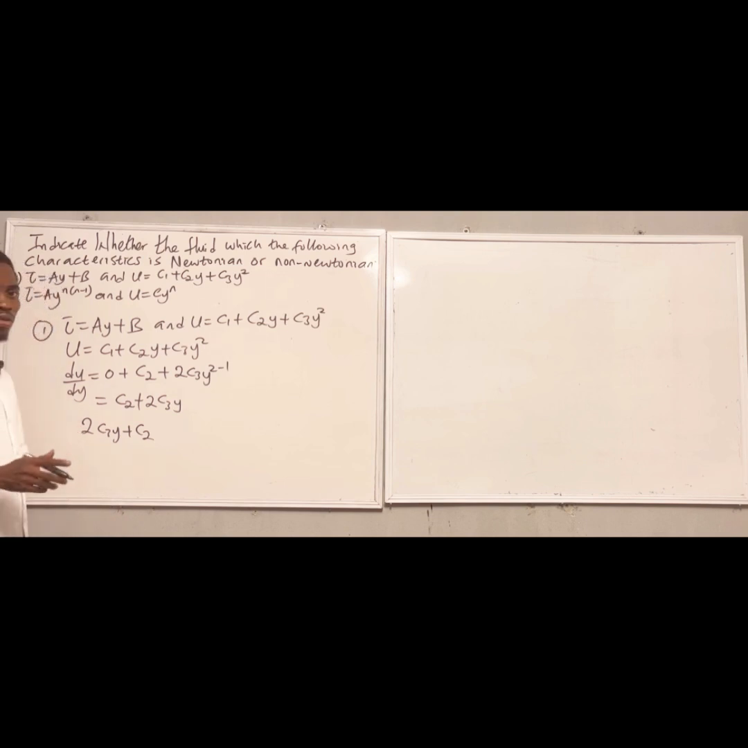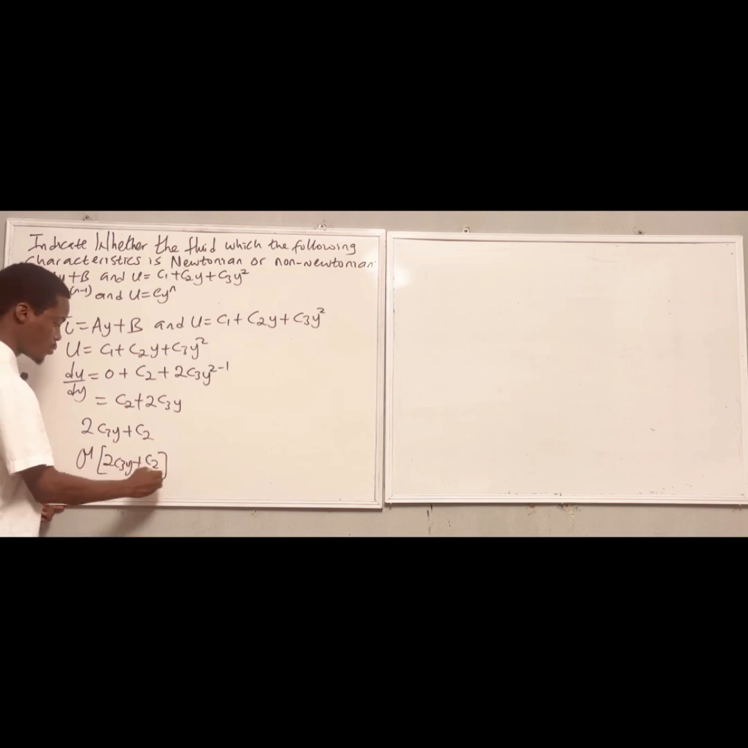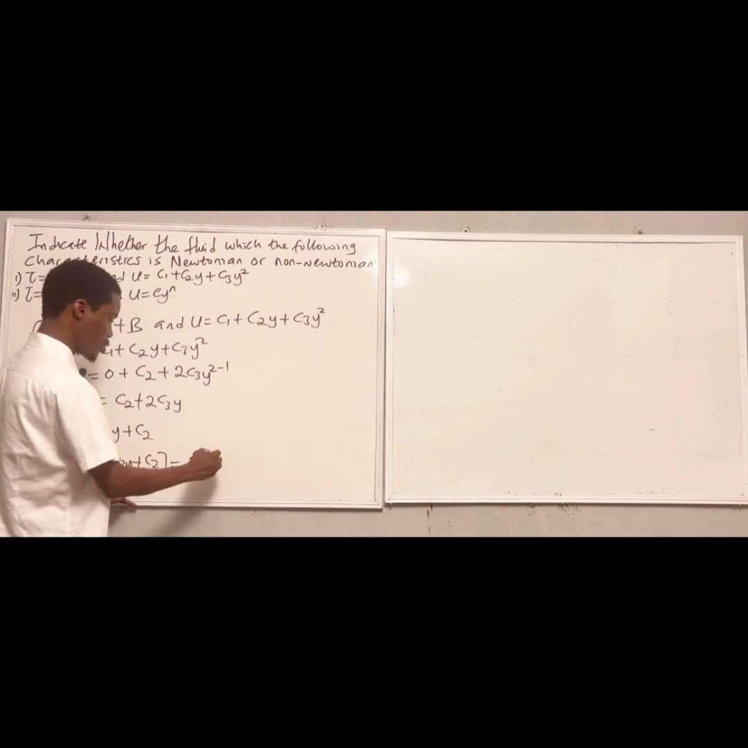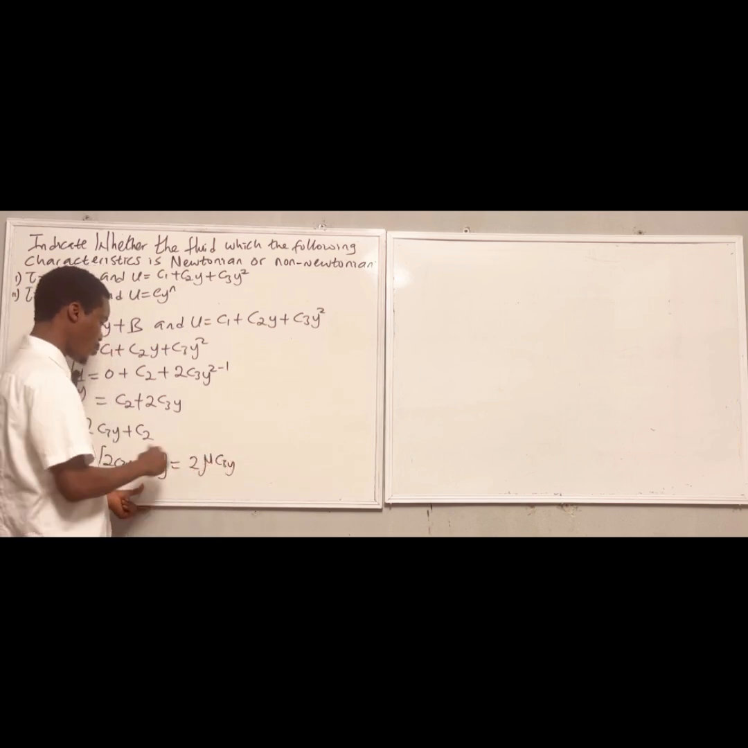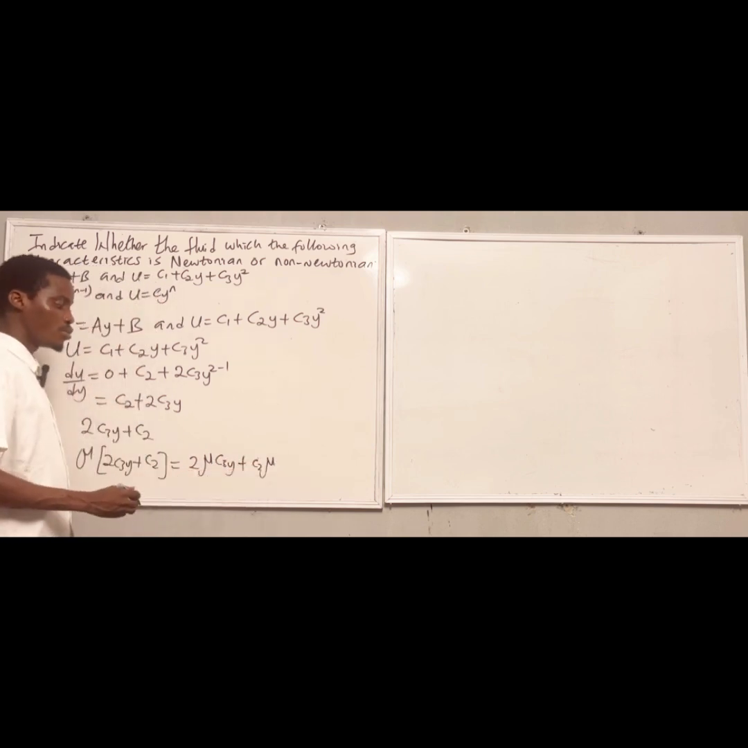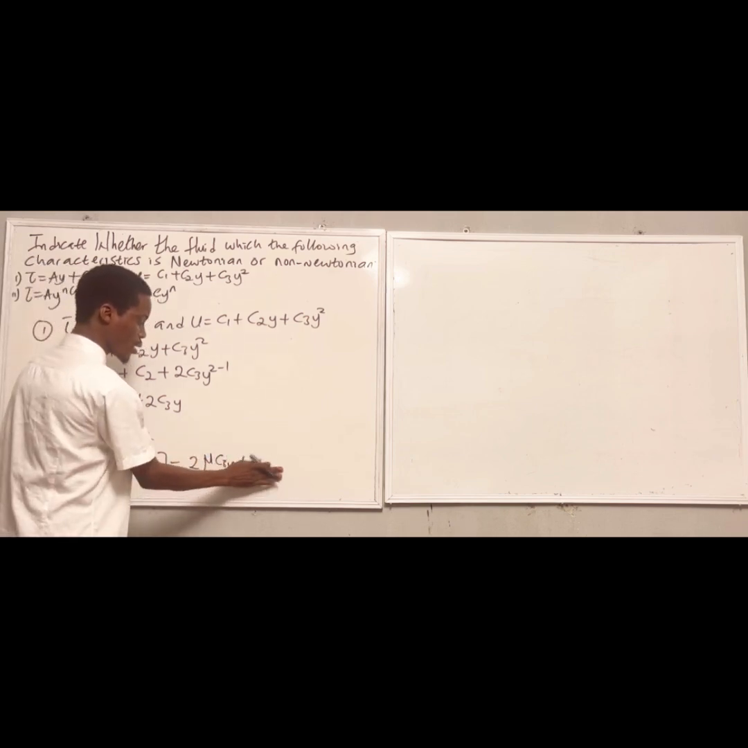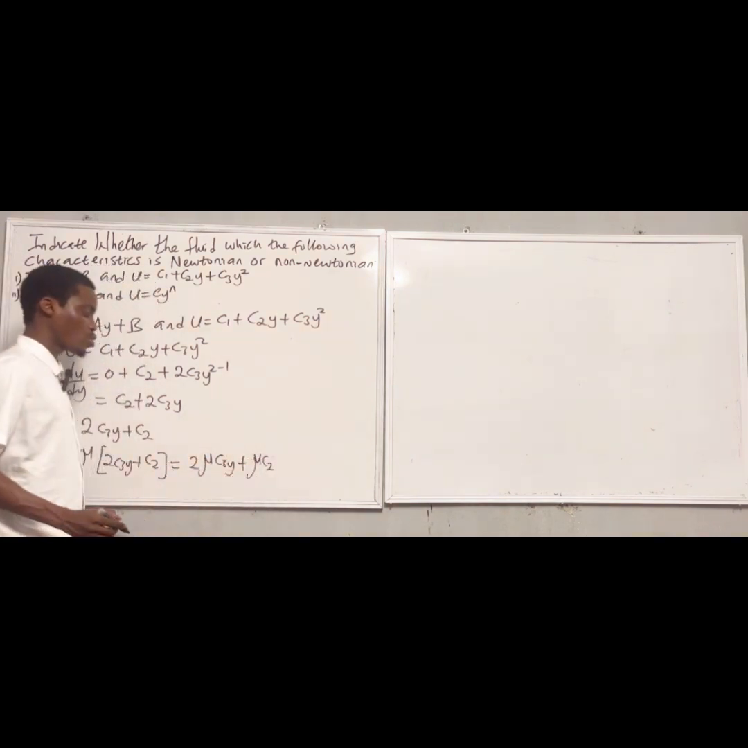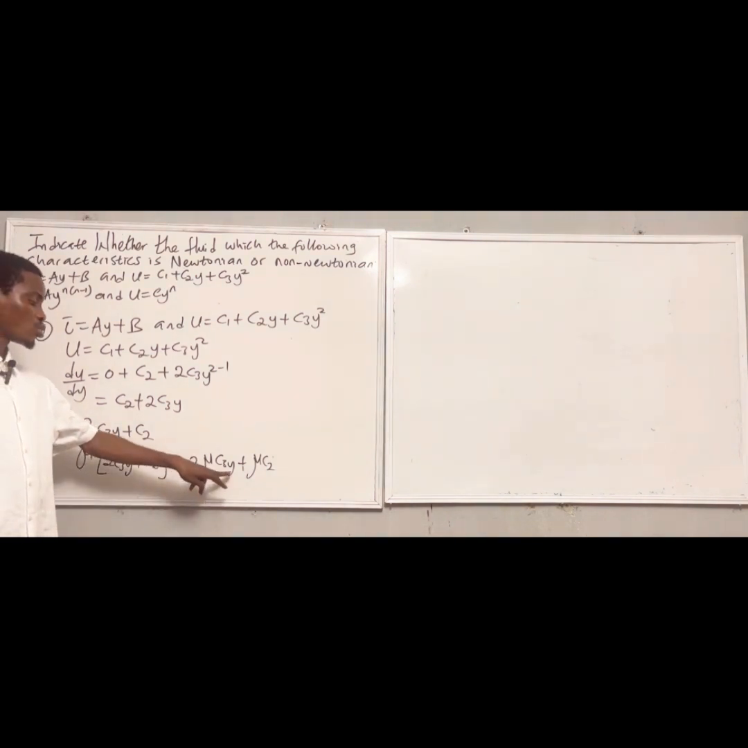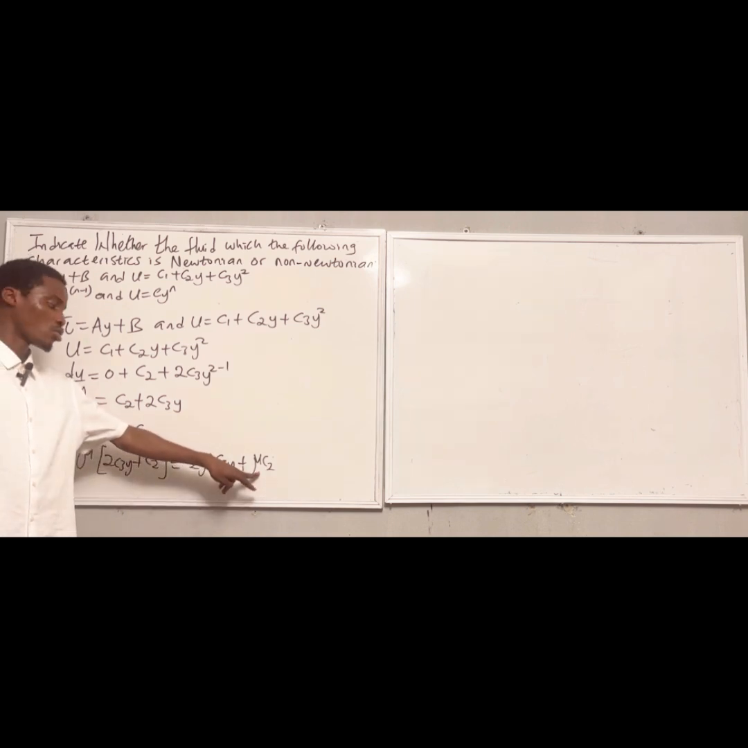And remember in a Newtonian fluid, we must have viscosity, which multiplies the velocity gradient to give the shear stress. I can multiply throughout by mu. I'm going to have 2C3Y plus C2, so I'm going to have 2 mu C3Y, this is mu, plus mu C2. So from here I got 2 mu C3Y plus mu C2, where mu is our viscosity.